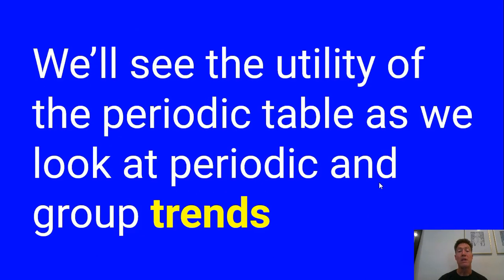We're going to see the utility and the beauty and the power of the periodic table as we look at periodic trends as well as group trends. Periodic trends are going to be the trends as we go across periods, horizontal rows, and group trends are as we go down groups or families.